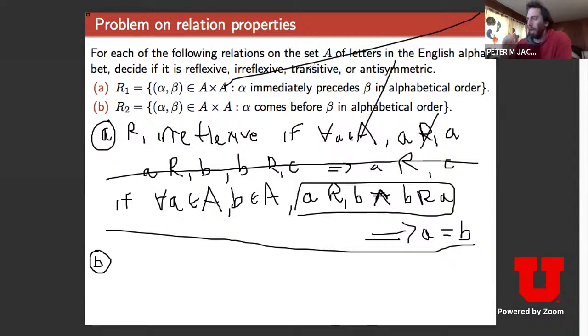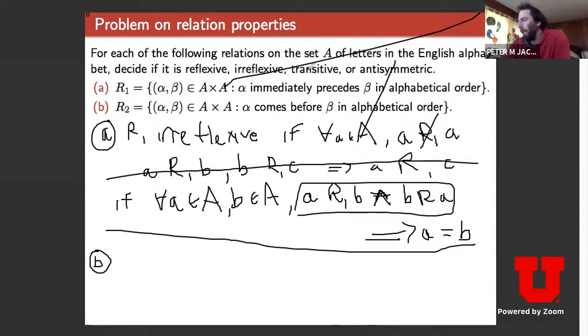All right. Okay, so is R2 reflexive? Anyone can shout it out. Okay, so it's not reflexive. The reason is that a letter doesn't precede itself. This time it's not immediate precedence that we're concerned with, it's just preceding in any form, but a letter does not precede itself.